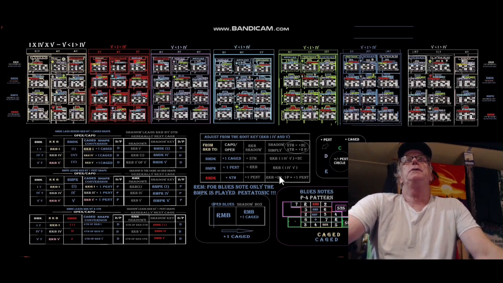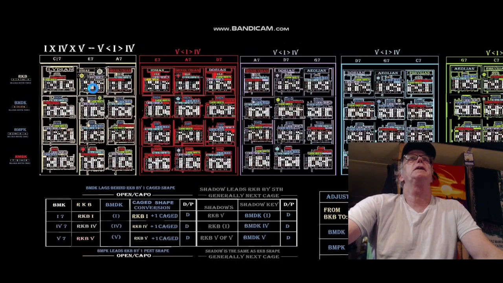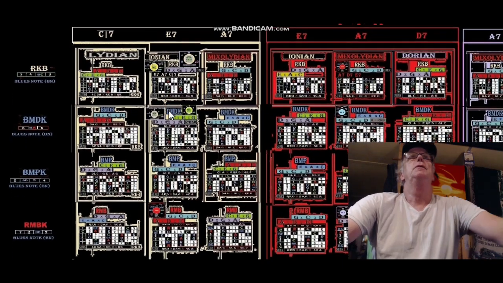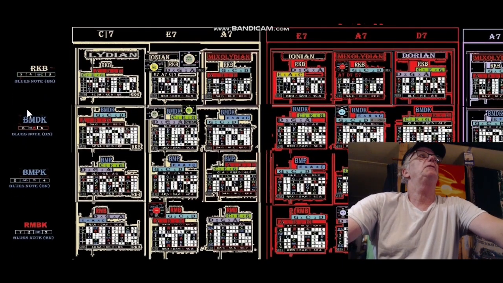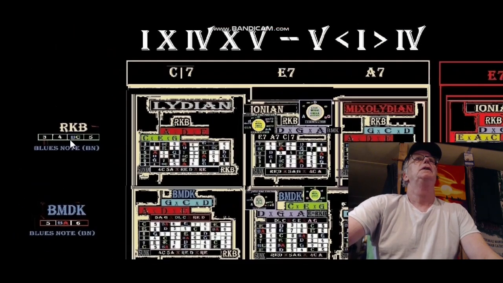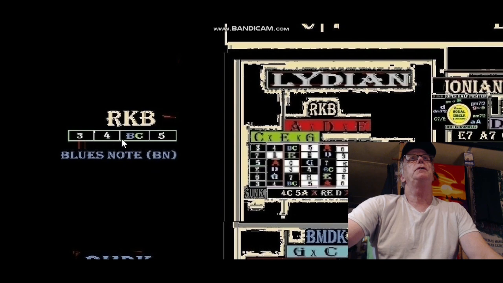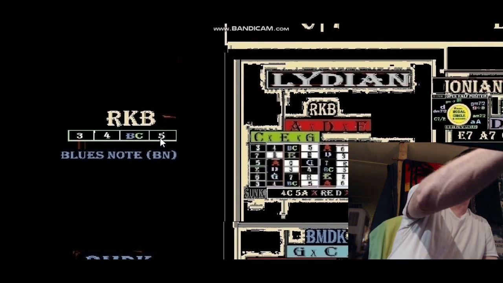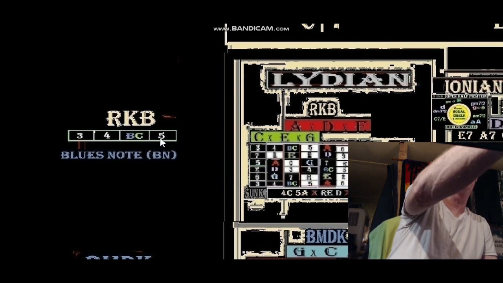So what I want to do is zoom in on the big chart today. What this chart has, it's chart 566. Of course, we have everything up here. And in the last lesson, we were kind of limited to what we have up here. You got the root key of the blues. The blues note in the root key of the blues is between the 4 and the 5. So if we have a C7 here, the blues note is between the 4 and the 5.